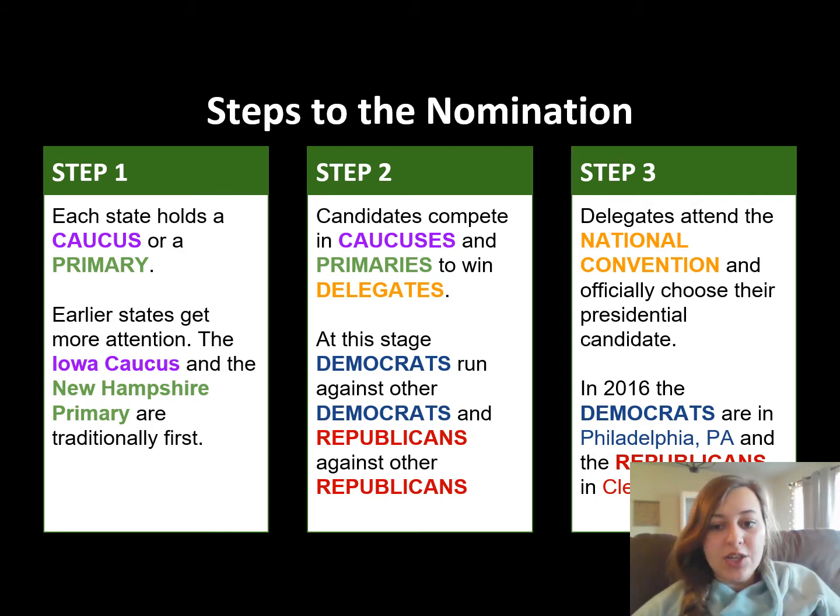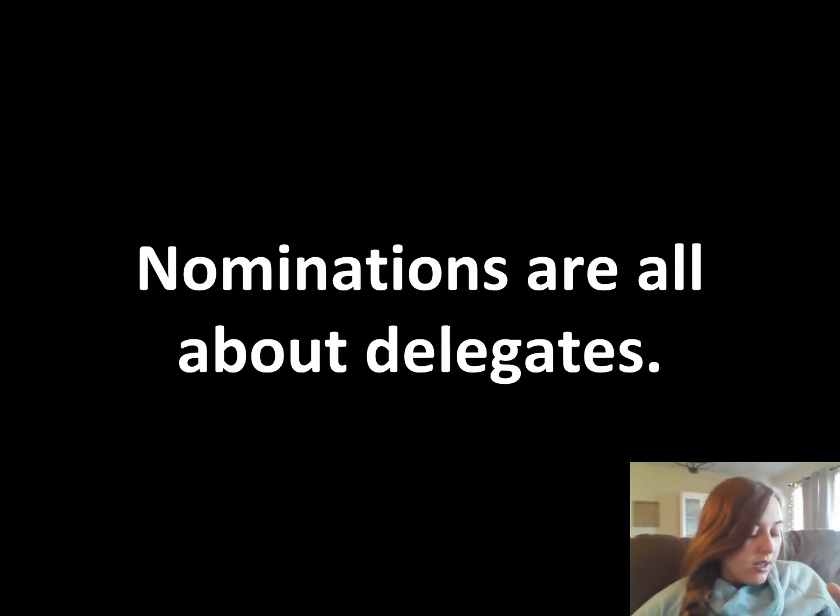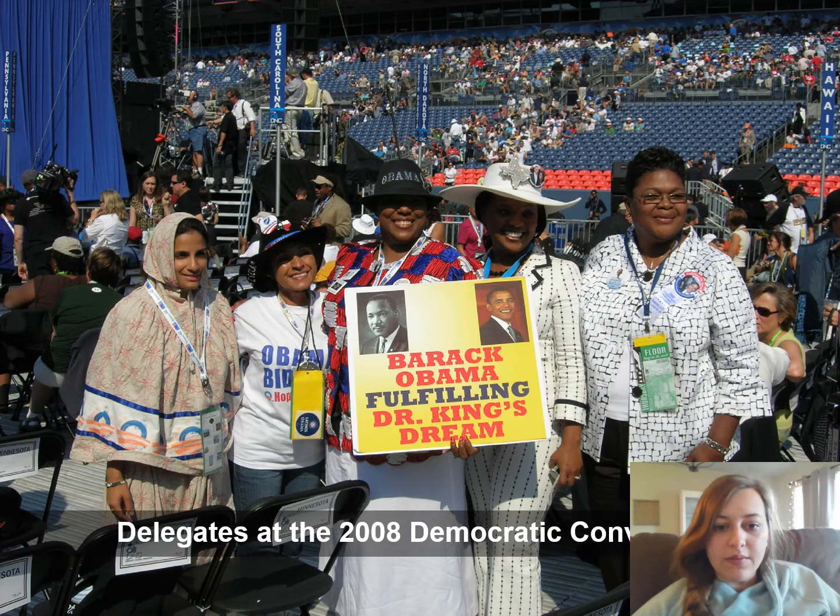These national conventions usually happen around July or August, and they are where we officially nominate a candidate for office. So nominations are all about getting delegates. I have some pictures here of different events. We have delegates at the 2008 Democratic Convention who are there to cast their vote for who will become President Obama.